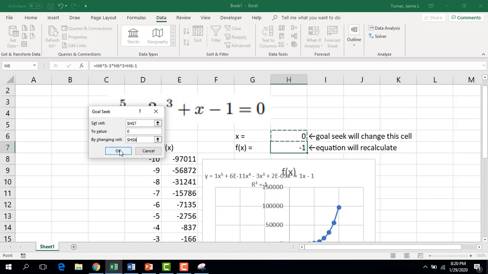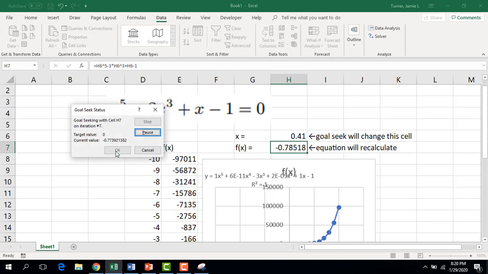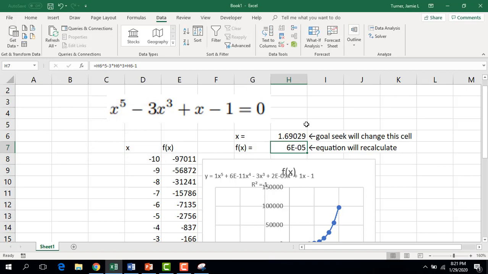So let's hit OK. When I do this, watch this value of x. You can watch it change as it tries to find the solution. So it's going. Oh, yay! Okay, so this is pretty. It says, is that close enough? 6 times 10 to the negative 5th. If it doesn't stop itself after a number of iterations, it'll just keep going and going for infinity, right? So at some point you have to call it close enough. So yeah, that's pretty much 0 there. And x equals 1.69. That looks like a pretty good value.